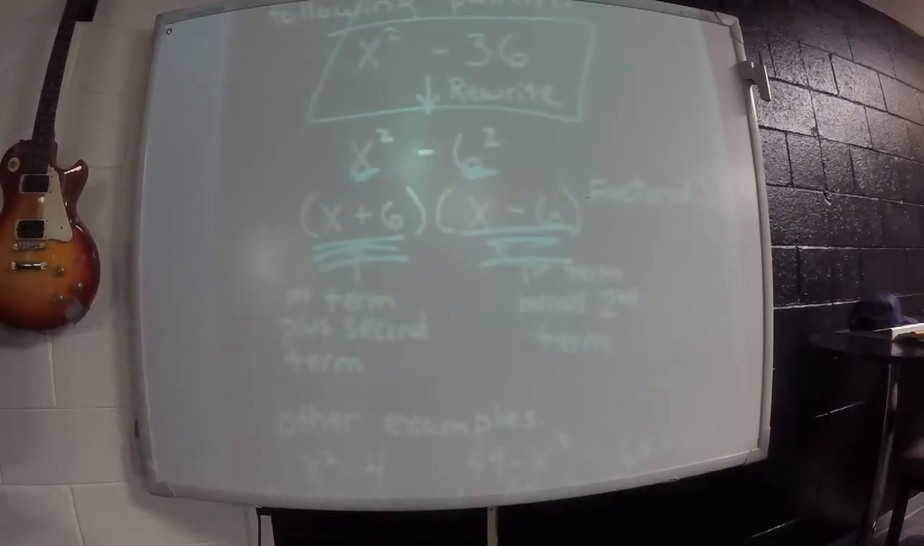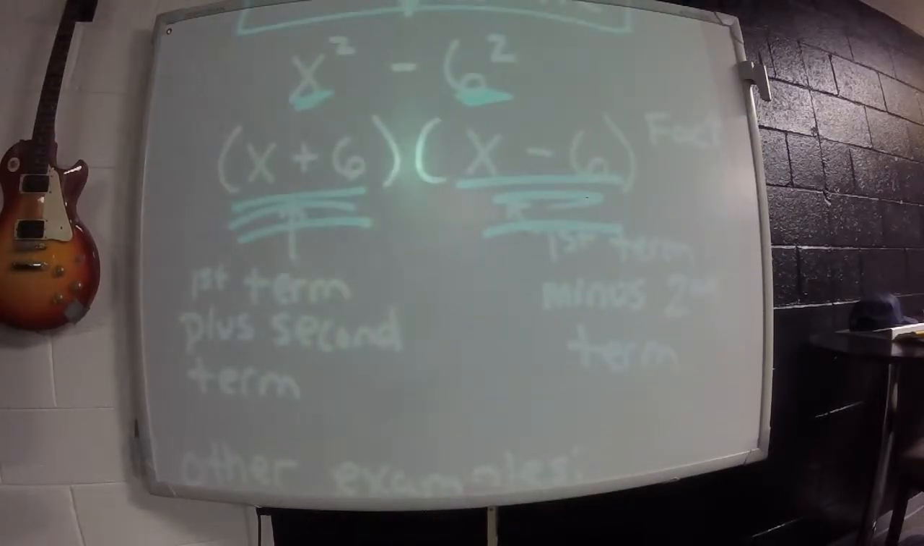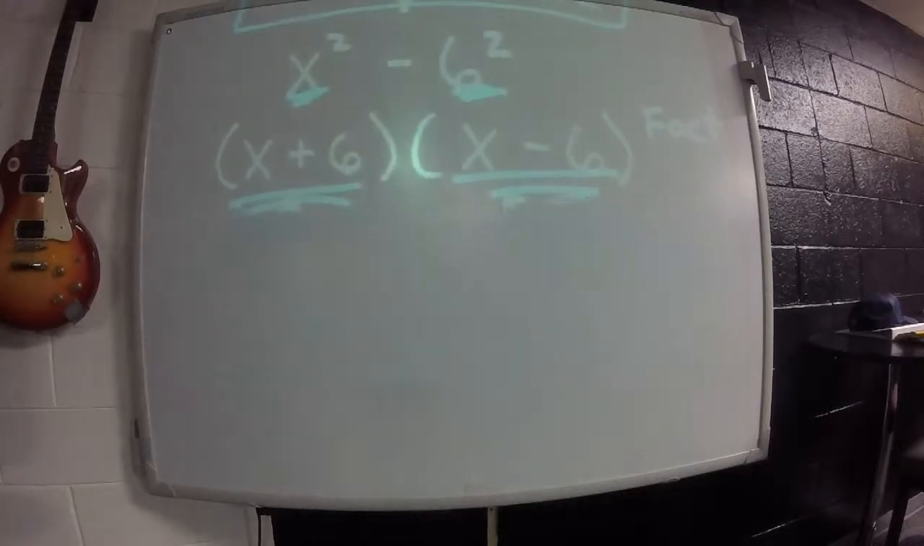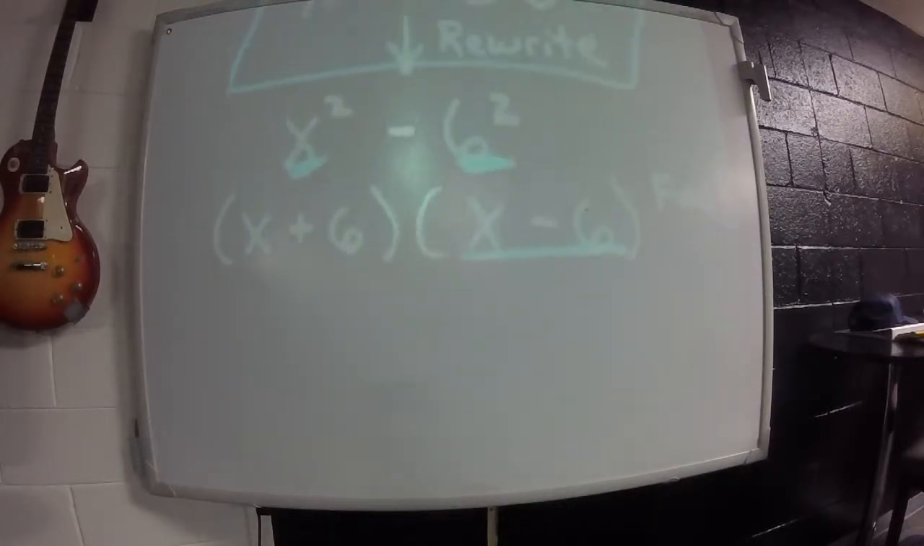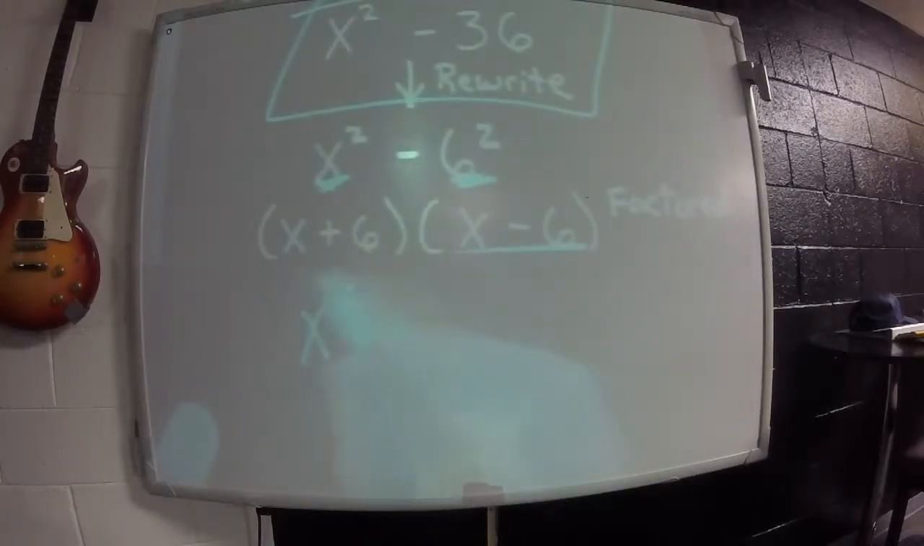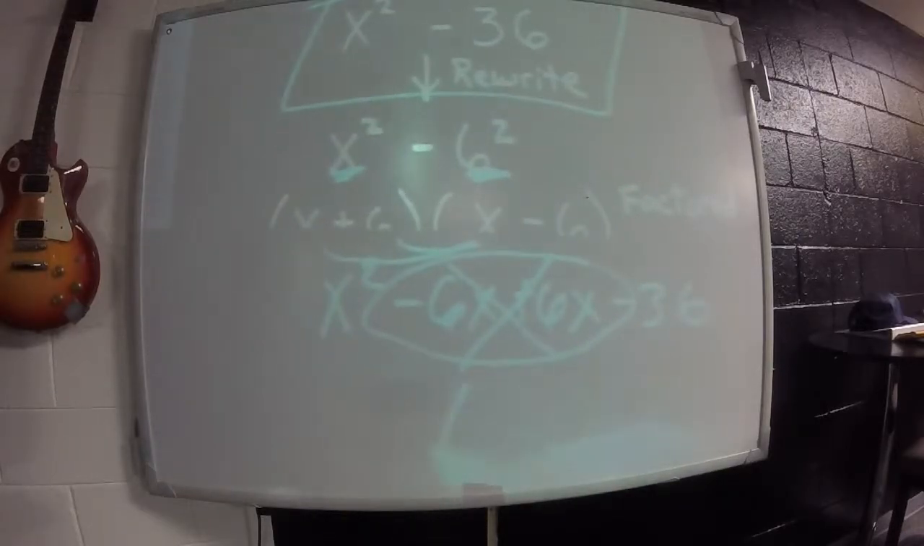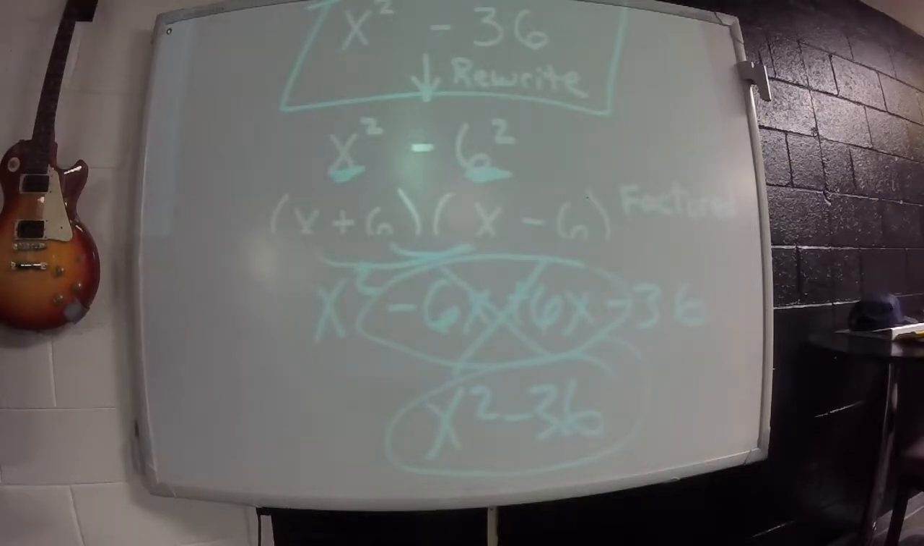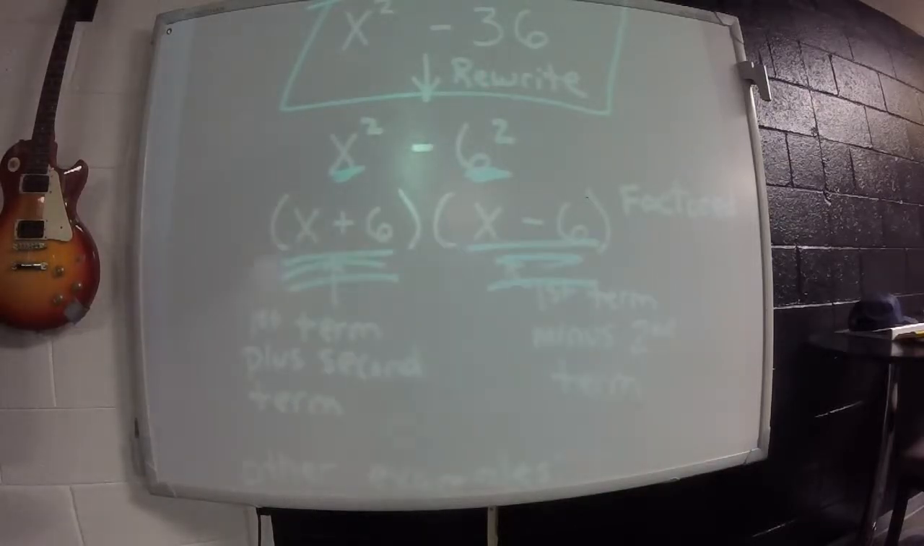If you refoiled this, you get x squared minus 6x plus 6x minus 36. Then the O and the I cancel out, and that's where you just get x squared minus 36. And that's why it works. So if you have a difference of two squares, make it x plus 6, x minus 6, like this one.